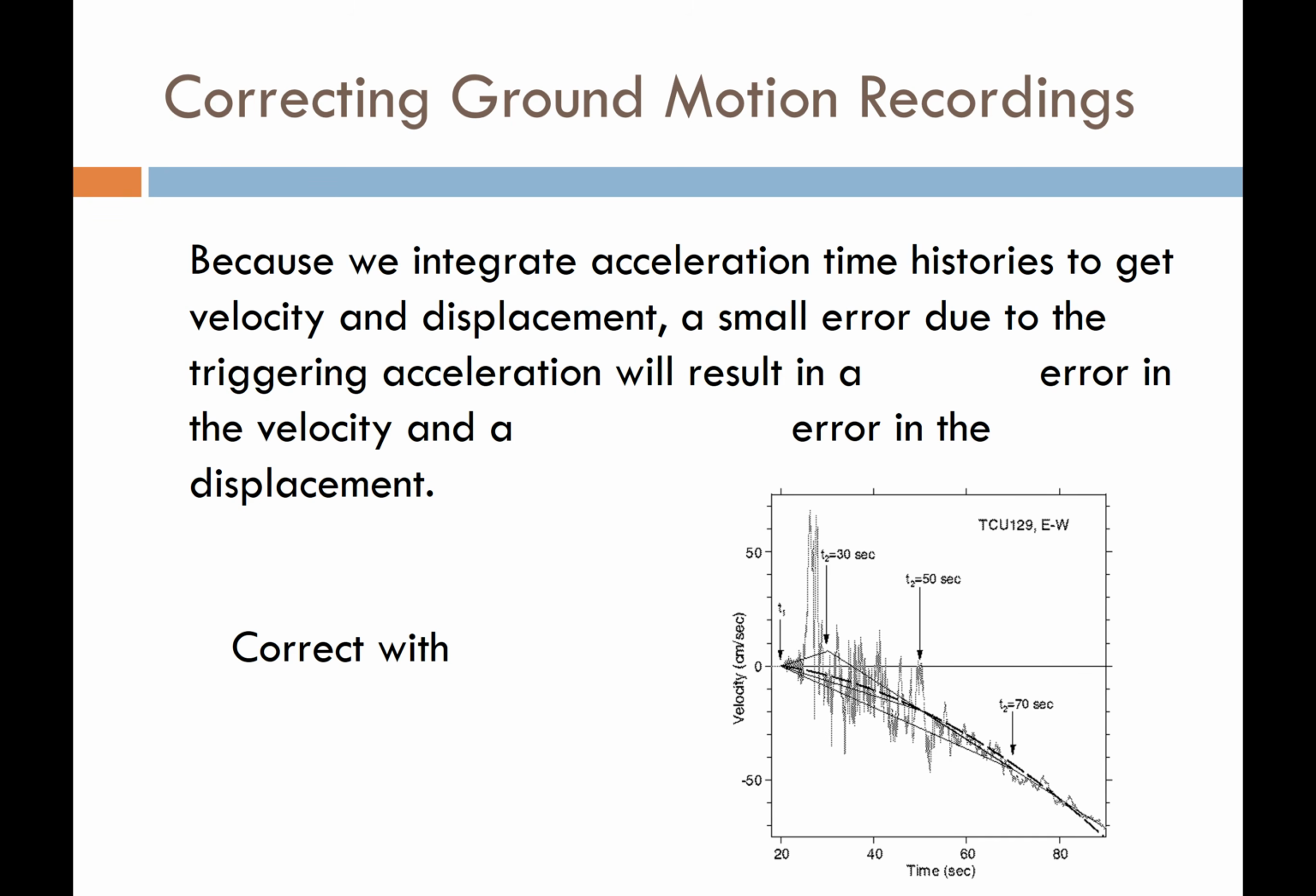So lots of times if we record an acceleration time history, we can get small errors from lots of different things. But one of the most common sources of error is what's called the triggering acceleration. So the triggering acceleration is the minimum amount of acceleration required to get the instrument to start recording.